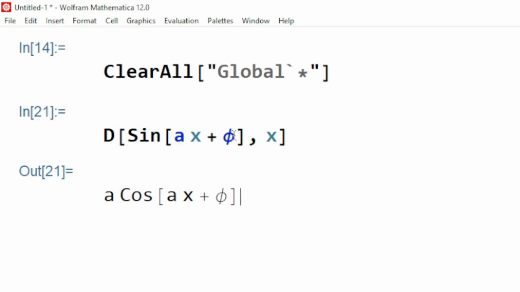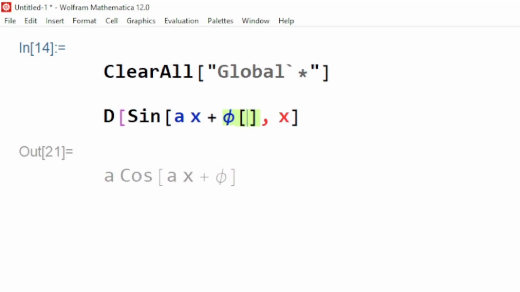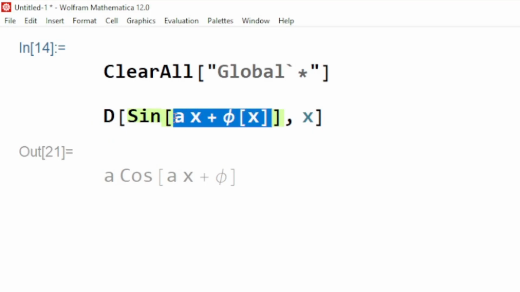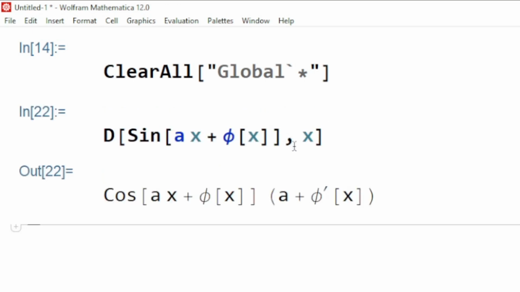However, if I make phi a function of x, I put it like this, right? And now I run it. By using chain rule, Mathematica will find the derivative of this argument, so it will extract a from here, and since this is an undefined function, we'll put a prime on it. Let's see what happens. If I run it, I get this thing. Here a is obtained from the differentiation of the argument of this part by using the sum rule, and then differentiating this gives me phi prime of x.